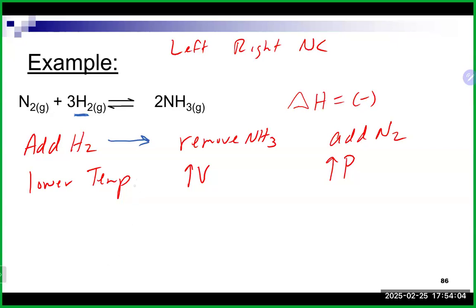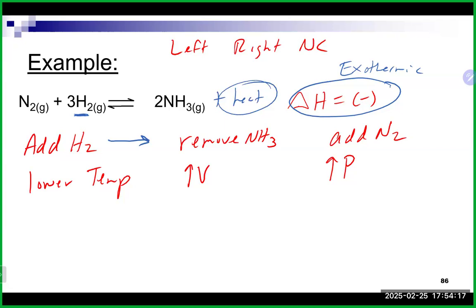We're going to lower the temperature. When we see a delta H that's negative, that is an exothermic process. And exothermic means that we consider heat a product in this case. As we lower the temperature, that would be like removing heat on the product side, and that's going to cause it to shift towards the product side. We're going to remove NH3. So once again, that means we have more reactants than products. That's going to cause the forward direction to occur, shifting towards the side we removed it from.